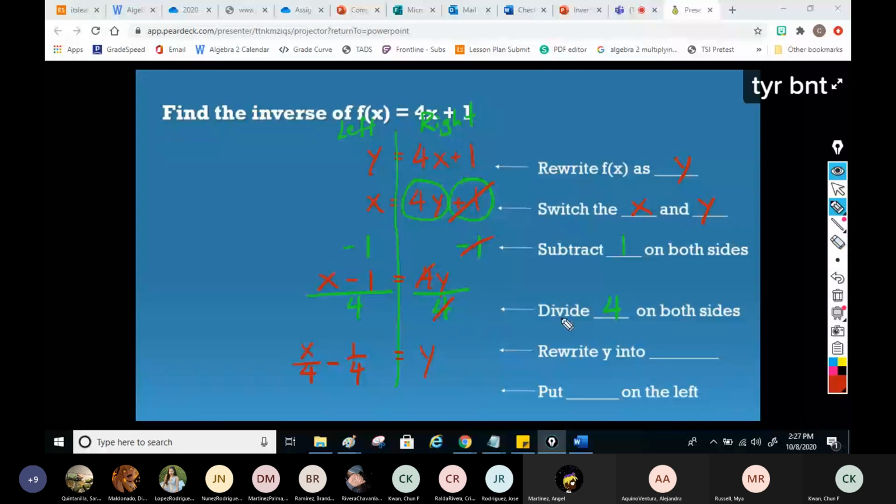All right, we are done with the hard part. Those are the challenging, difficult parts. Now, here comes the easy part. Rewrite y into, we have a special symbol for the word inverse, all right? The word inverse is obviously in English. We have a special way of saying that in mathematics, okay?